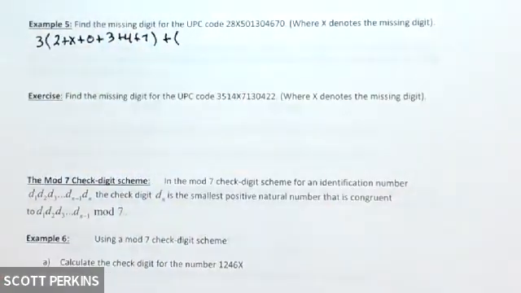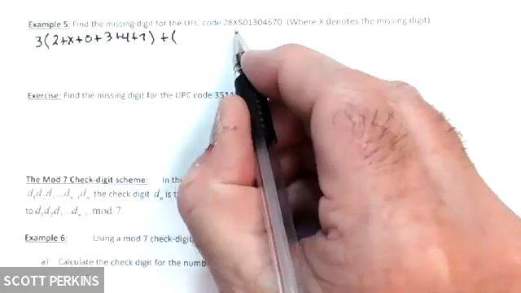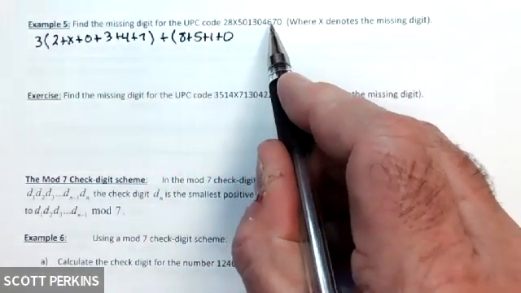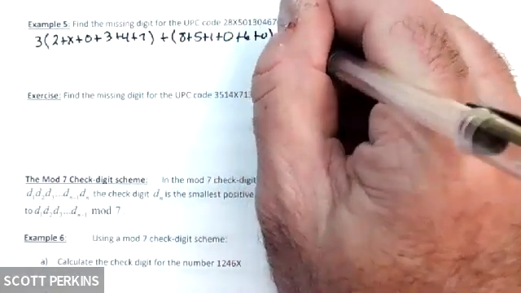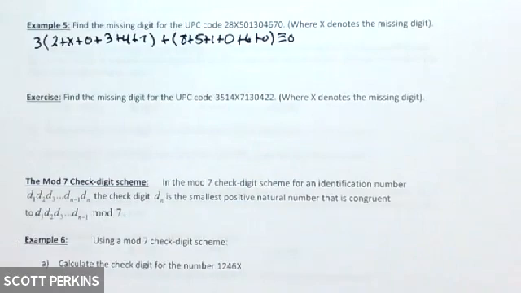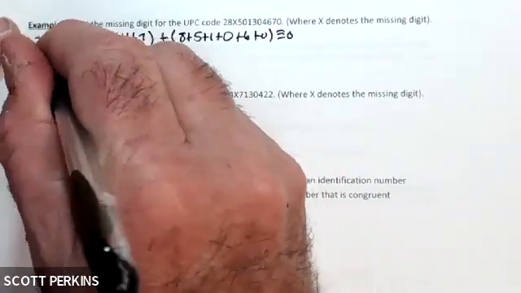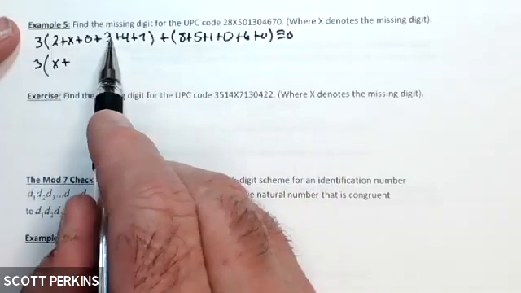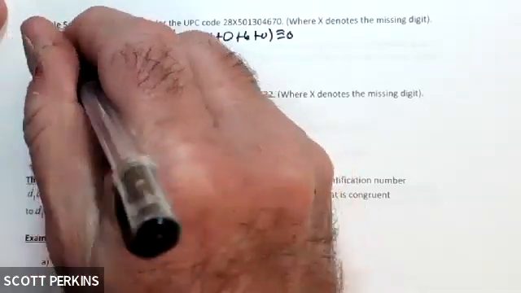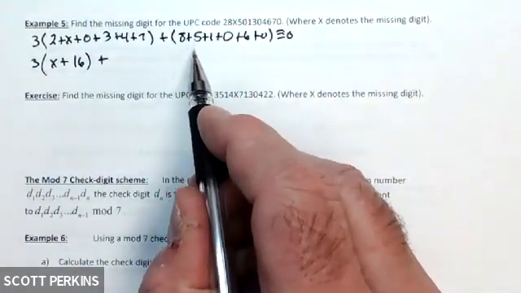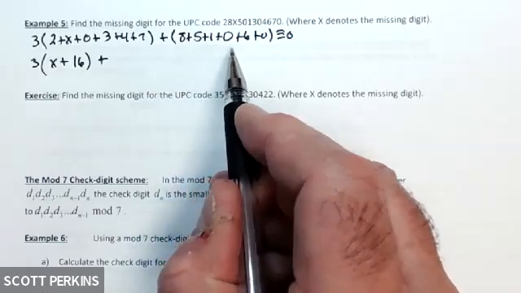Then the sum of the digits in the even places, which is 8 and 5 and 1 and 0, and then 6 and 0. And again, that has to be congruent to 0 mod 10. Okay, so in my first parentheses, I've got 3 times x plus, that's 2, plus 3 is 5, plus 4 is 9, plus 7 is 16. And then in the other parentheses, 8 and 5 is 13, plus 1 is 14, plus 6 is 20.